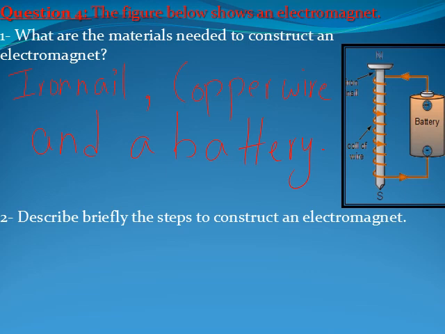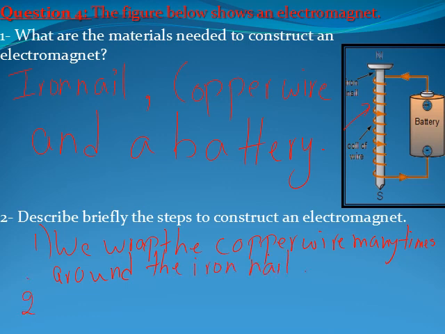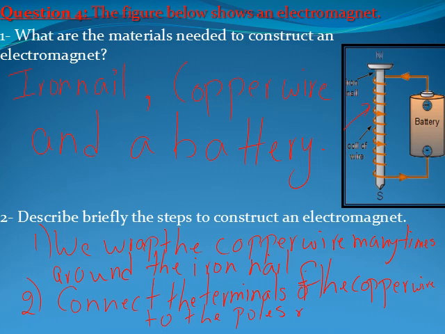Step number 2, describe briefly the steps to construct an electromagnet. How can we construct an electromagnet? First, we wrap the wire, which is the copper wire, many times around the iron nail. Step number 2, connect the terminals of the copper wire to the poles of the battery, positive and negative pole. This is how we can construct an electromagnet.